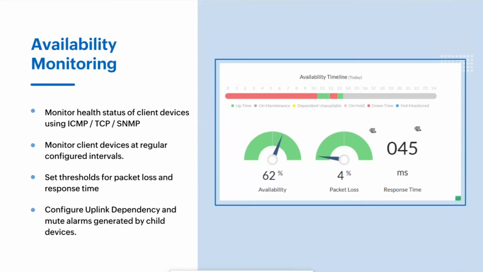All right, the first monitor we are going to look at is the availability monitor. Availability is one of the basic and fundamental requirements of all network administrators. This is an essential parameter that lets you check the health of your devices, which is crucial to monitor any infrastructure. This efficient tool will help you monitor the health status of your client network devices using ICMP or TCP or SNMP protocols. The availability is monitored frequently at regular intervals. You can also set thresholds for packet loss and response time.